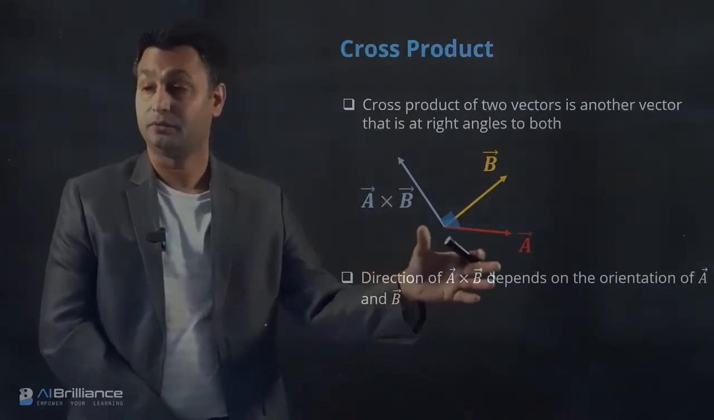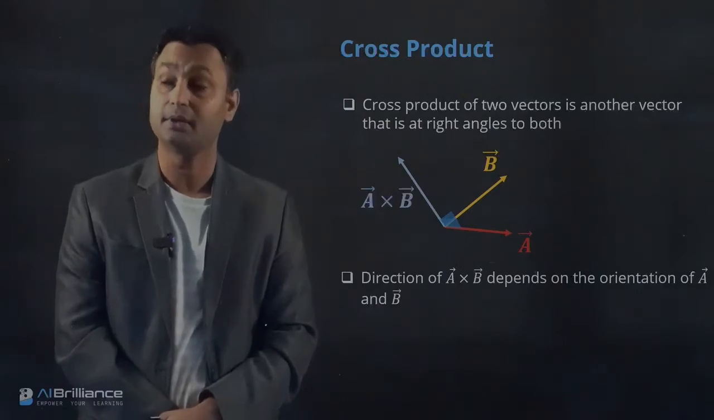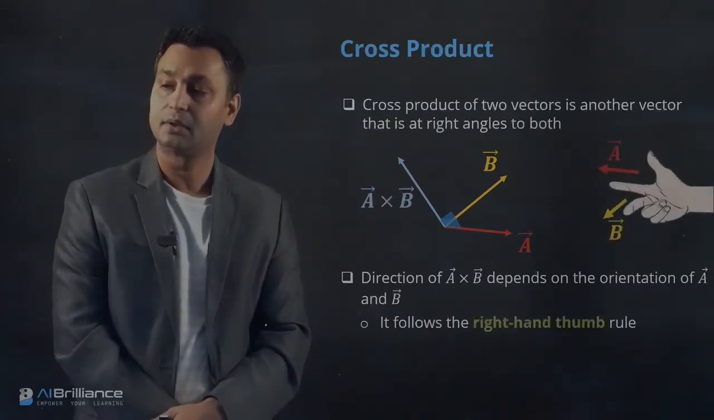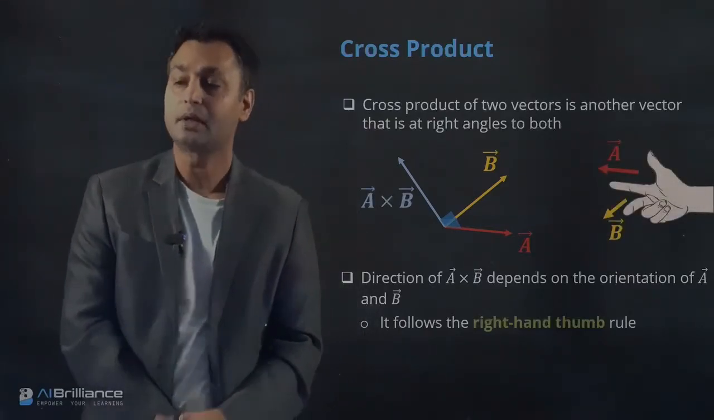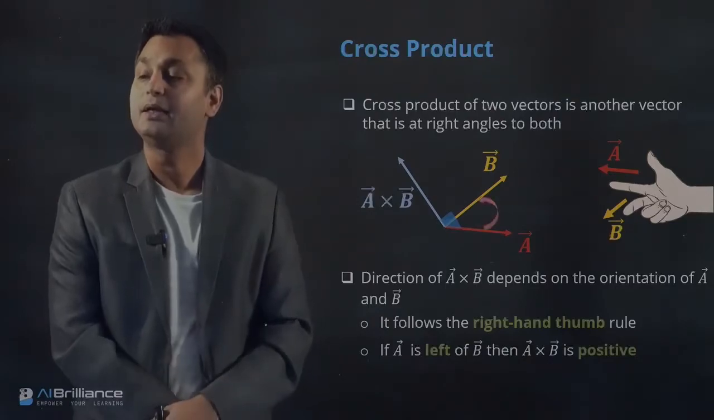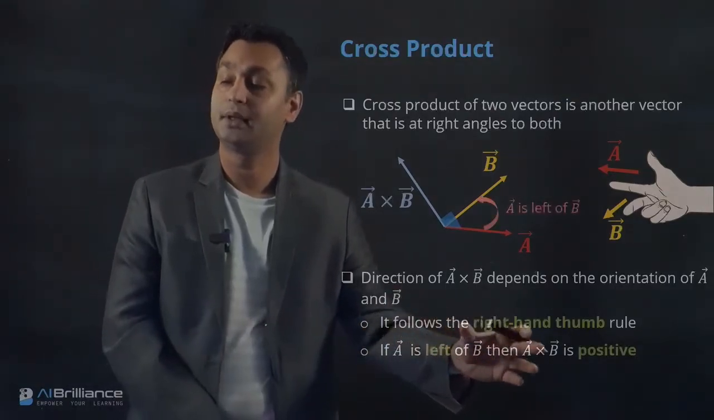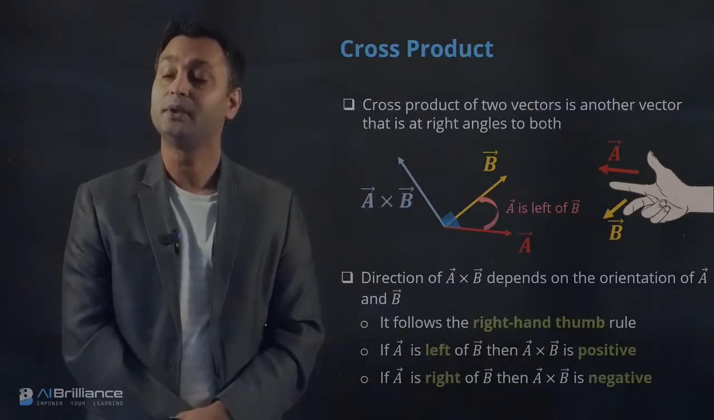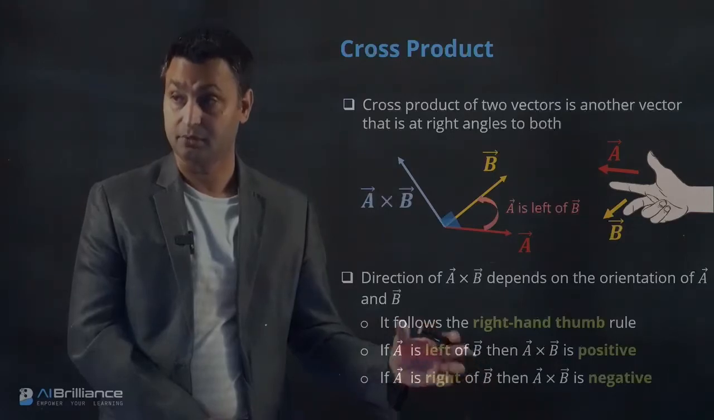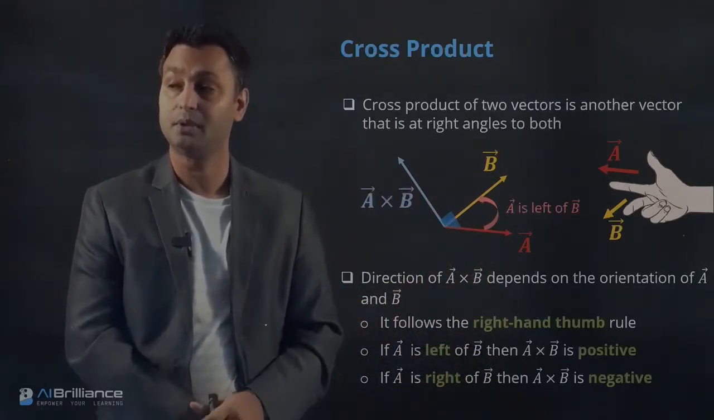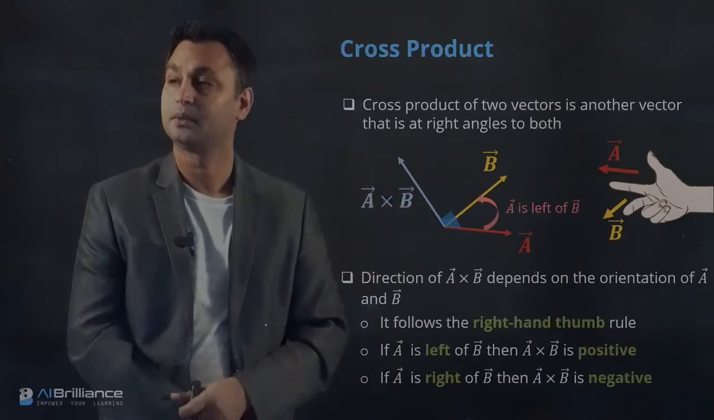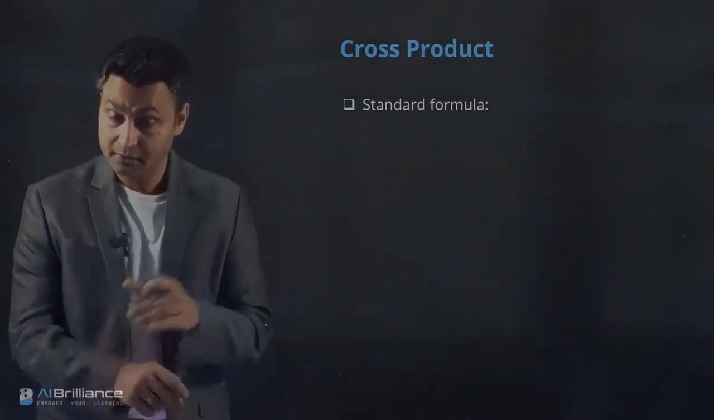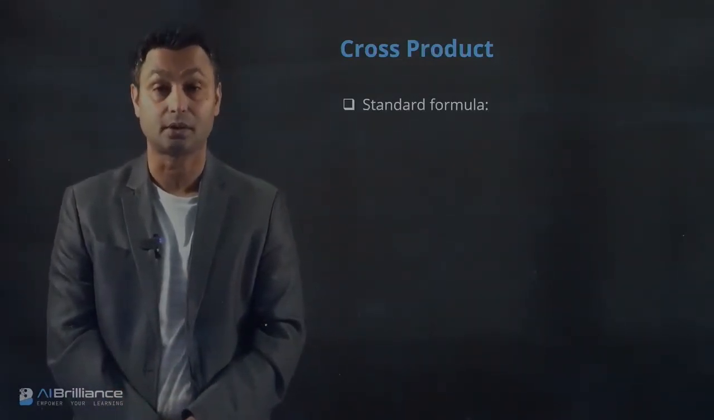The direction of A and B is also important, and let's discuss how that is done. It depends upon the right hand rule, which we have already discussed in the previous lectures too. It's the right hand thumb rule that we use. If A is on the left of B, then A cross B is positive, and if A is on the right of B, then A cross B is negative. So depending upon the orientation of A and B, this direction could be positive or negative. Now, we discussed some geometric aspects about what the cross product means.